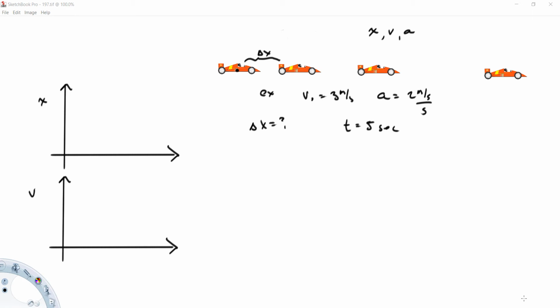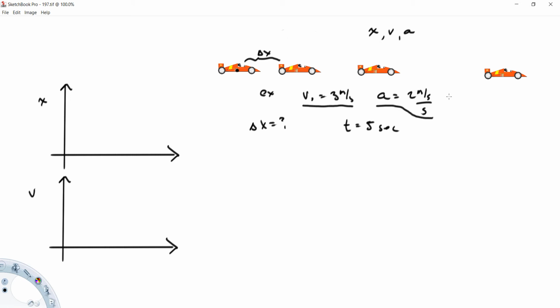I'm making this video to help you understand how to use the concept of velocity and a velocity graph to calculate the change in position of an object. So we're going to imagine this car here moving along, and at t equals 0, this car is moving at 3 meters per second. In addition to that, due to the driver applying the gas pedal, the car is also accelerating at 2 meters per second.